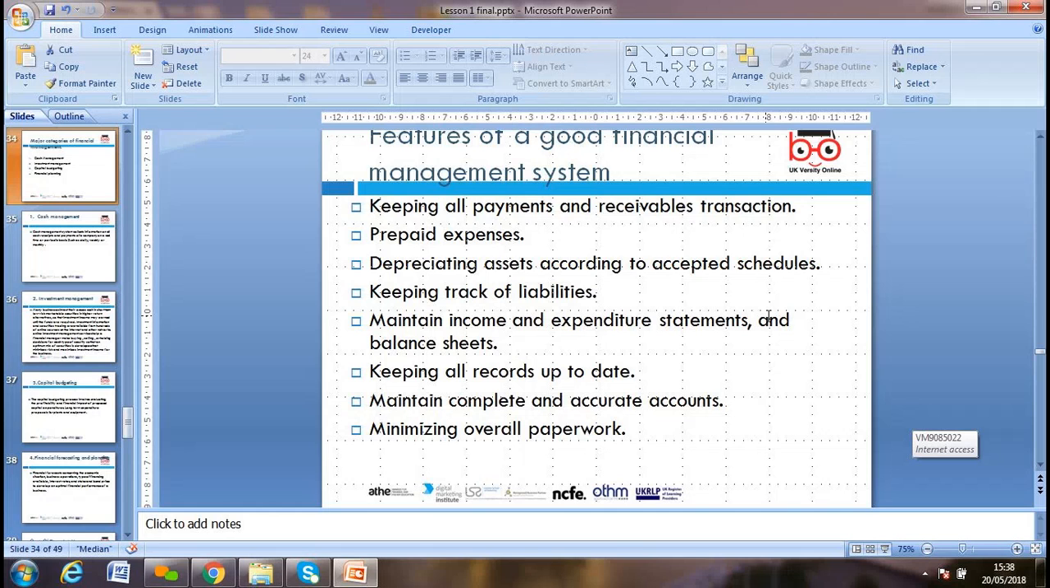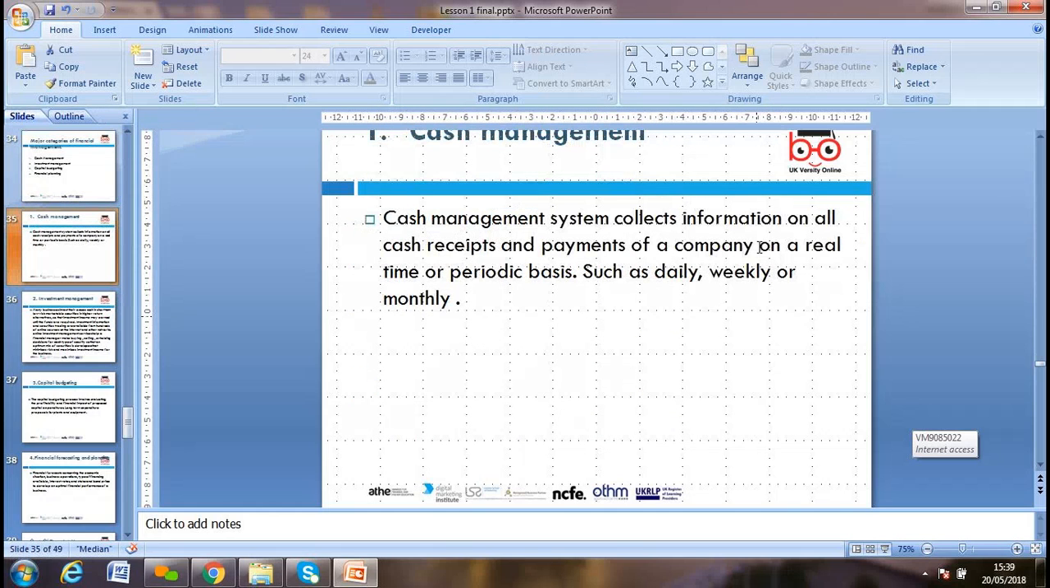Any question? Okay, cash management is also part of financial management. Cash management is a system of collecting information on all the cash receipts and payments of a company on a real-time or periodic basis, such as daily, weekly, or monthly.